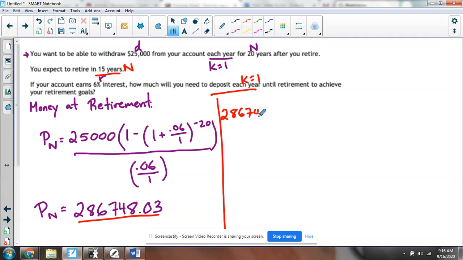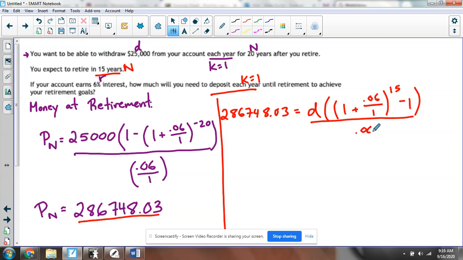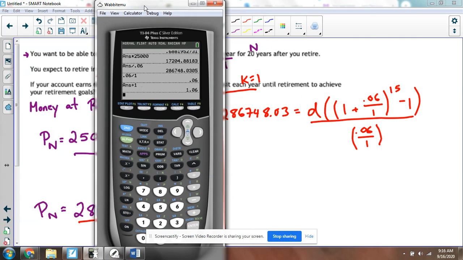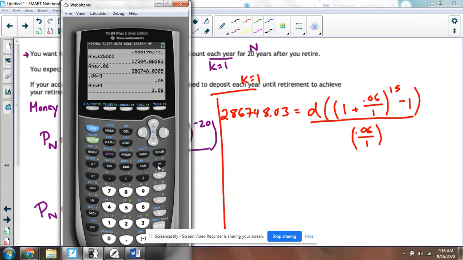286,748.03. I'm looking for how much I deposit, D. So it's (1 plus 0.06 over 1) to the 15 times 1 minus 1, all over 0.06 over 1. I'm just copying the formula. Now it's just a matter of putting that on my calculator again. I'm going to do 0.06 divided by 1, which gives me 0.06. Next I add the 1. Now I'm going to raise it to the power of 15. Then I'll do that minus 1, and then divide by 0.06.